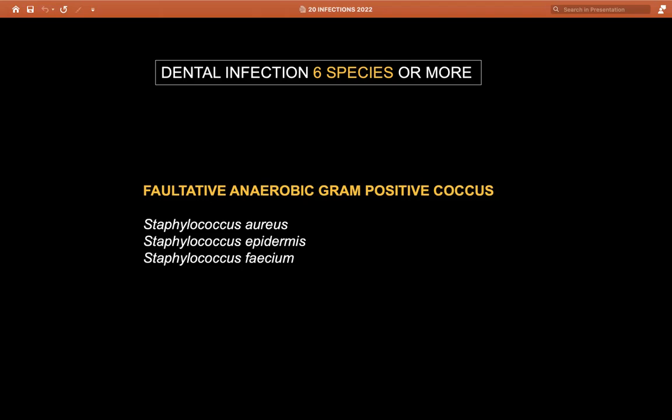Facultative, anaerobic. What does facultative mean? Usually that's the bacteria that can survive in both environments. It can survive with oxygen and without oxygen. So that allows that bacteria to be smarter in surviving different conditions, and it will be the one that starts the infection. So facultative, anaerobic, gram-positive coccus. Those are the ones that matter to us.